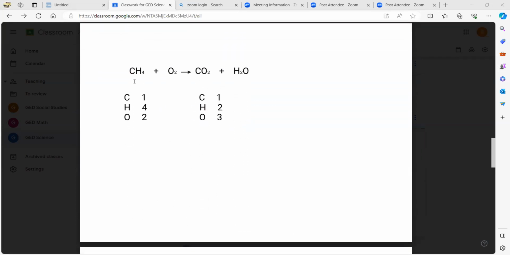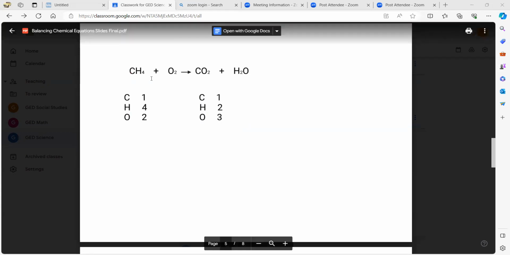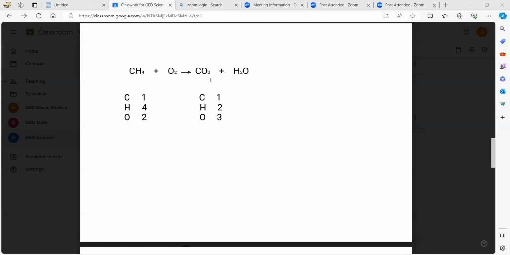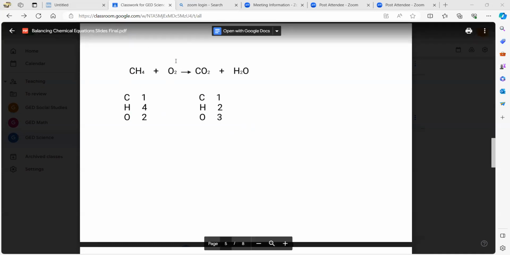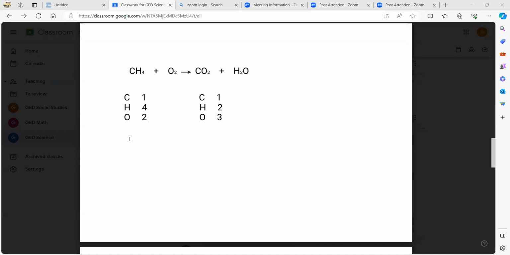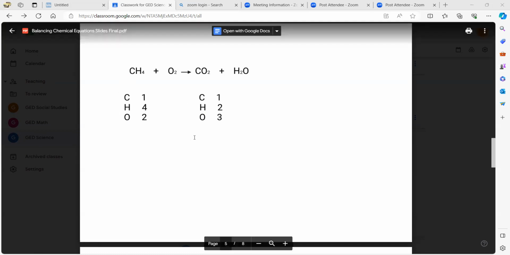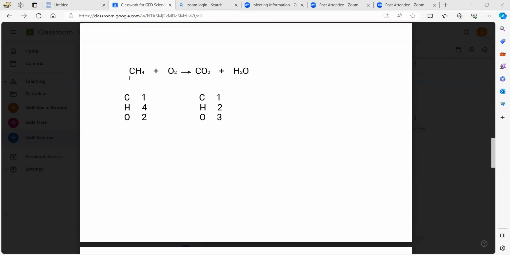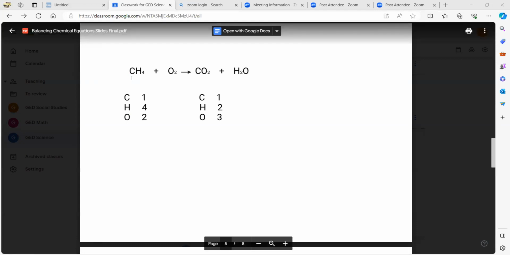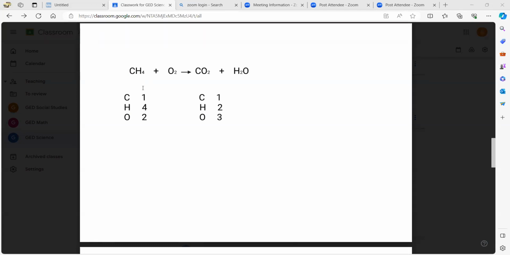Okay, here I've got CH4 plus O2 produces CO2 plus H2O. So again, reactant side on the left, product side on the right. And I'm going to go ahead and put all of my symbols on both sides and count out what I have. All right, so there's no number after this carbon. That means I have 1 carbon. It's understood to be 1.